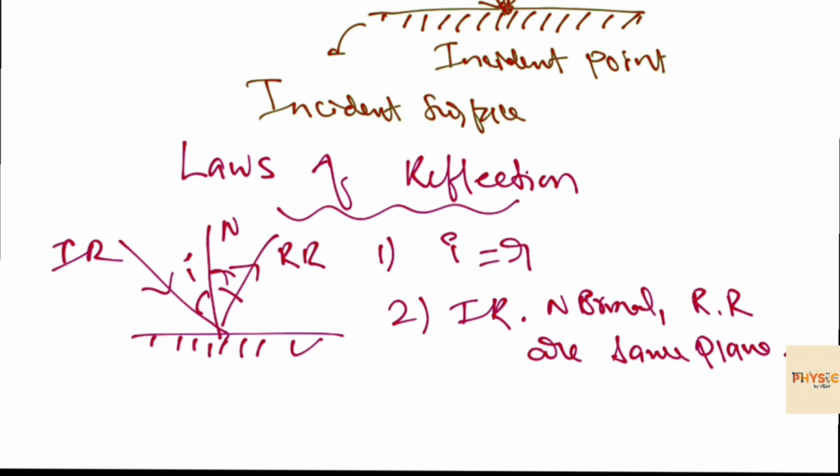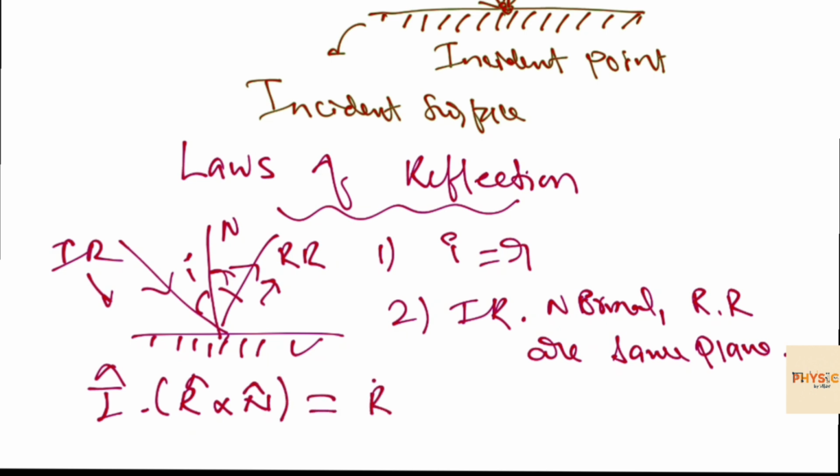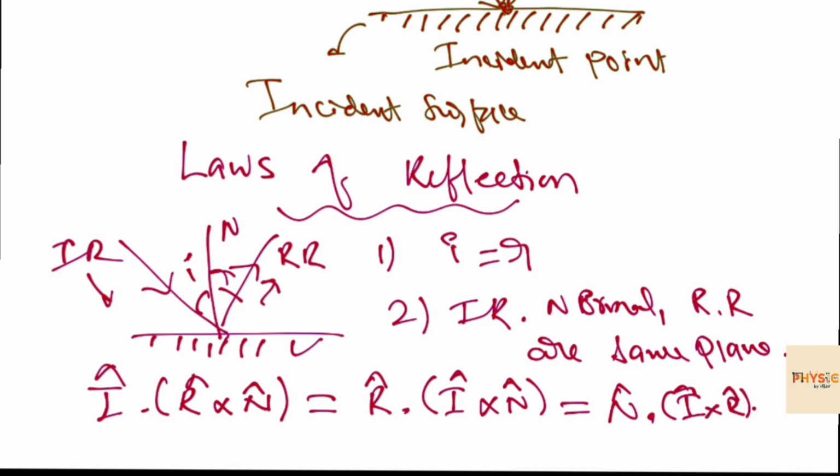If you imagine the vector along the incident ray, the reflected ray, and the vector along the normal, then the triple product can be written as i cap dot r cap cross n cap equal to 0, or r cap dot i cap cross n cap, or n cap dot i cap cross r cap equal to 0, because all are in the same plane.